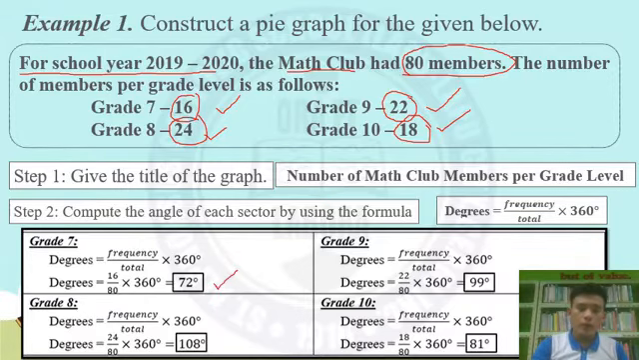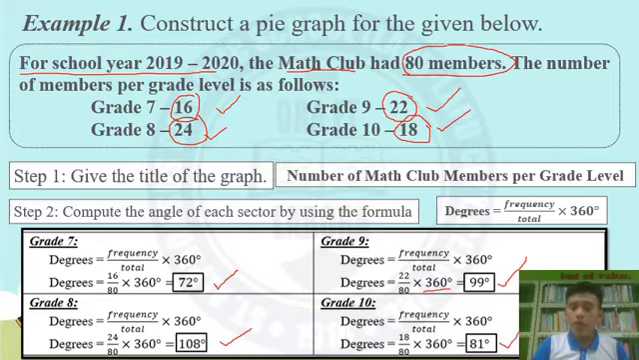For grade 8, 24 members over 80 total members times 360 will be 108 degrees if you use your calculator. You can use your calculator for this one. 22 members for grade 9 over the total members, which is 80, times 360 degrees will be 99 degrees. For grade 10, 18 members over 80 members times 360 degrees is equal to 81 degrees.